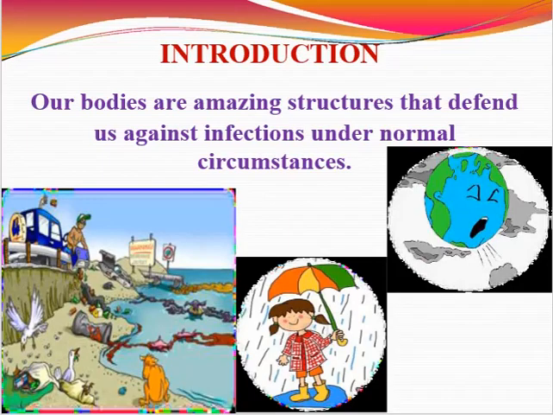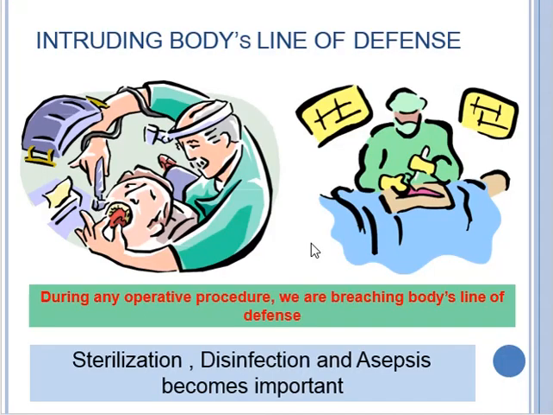Our bodies are amazing structures that defend us against infection under normal circumstances, as you can see in various pictures. In these pictures, it's dirty and everything is there, protection, the umbrella from the rain and also from extreme weather. So we have a natural, God-given immunity that defends us from infections.